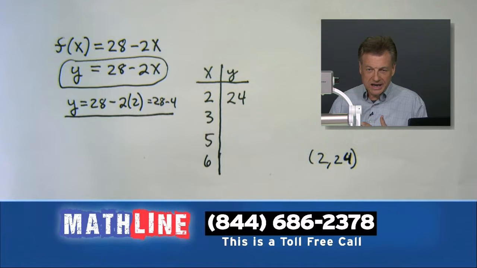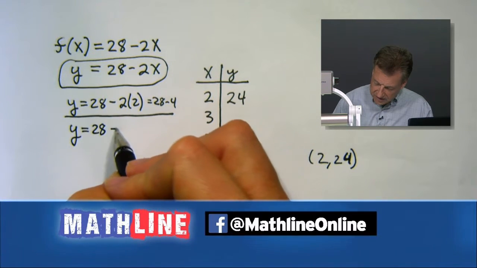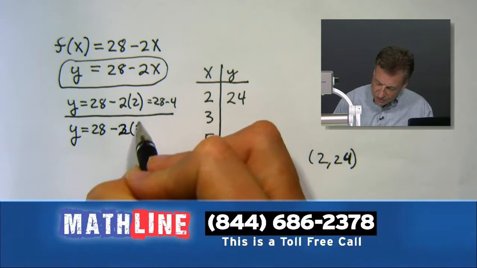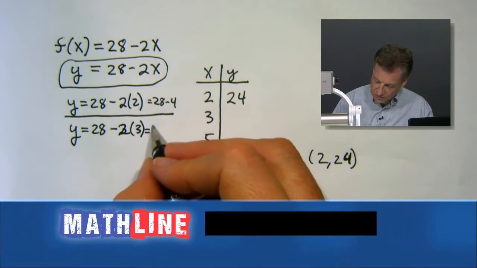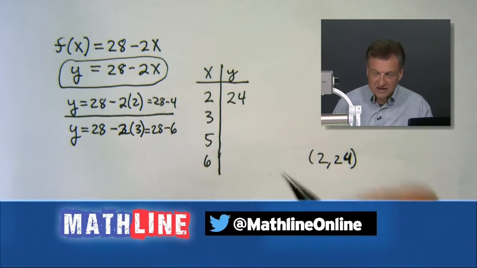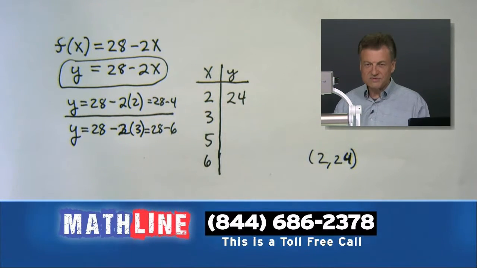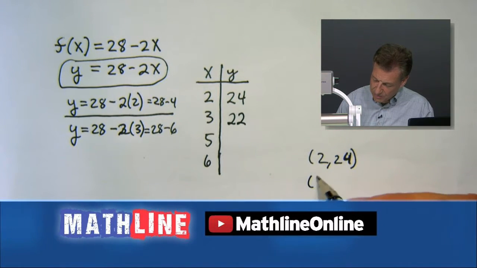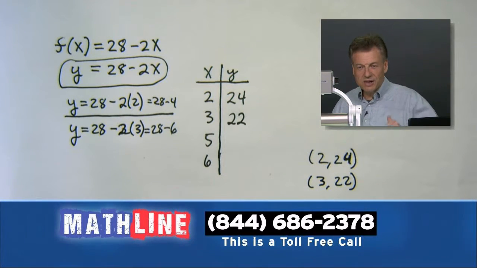Now, with a 3, I've got y equals 28 minus the 2 times our 3 there. We're going to put the 3 in the parentheses, because that's what we're replacing, right? And that's going to give me 28 minus 6. Nathaniel, what value is that going to give us? That's going to give us 22. Exactly. So we now have another point, (3, 22).